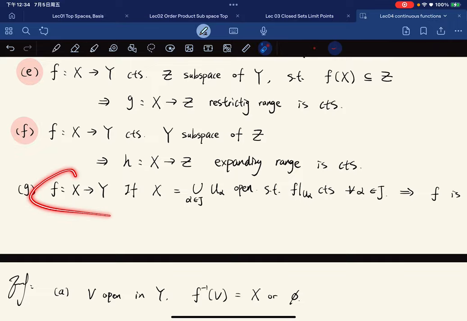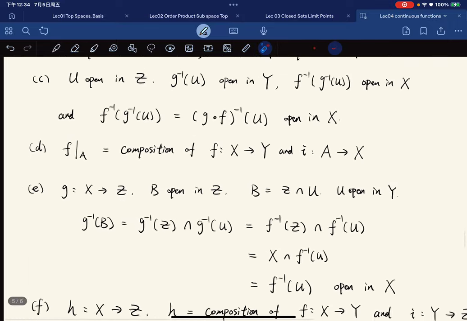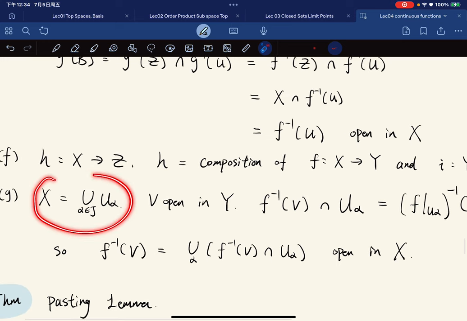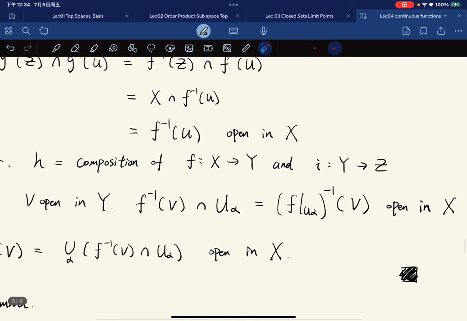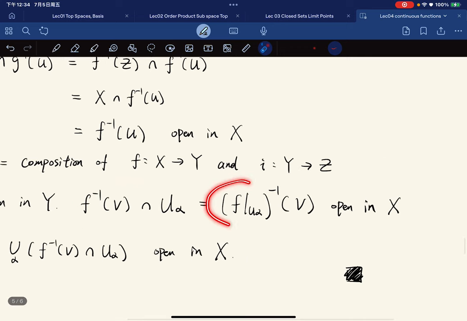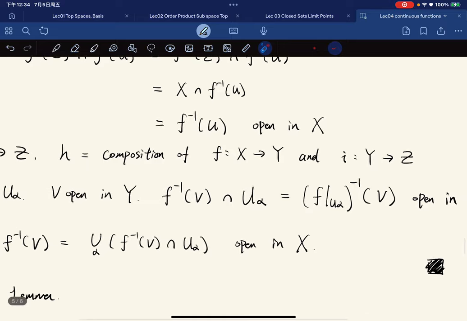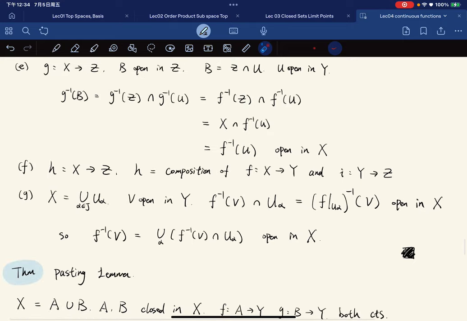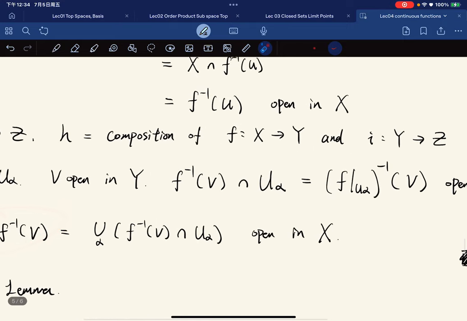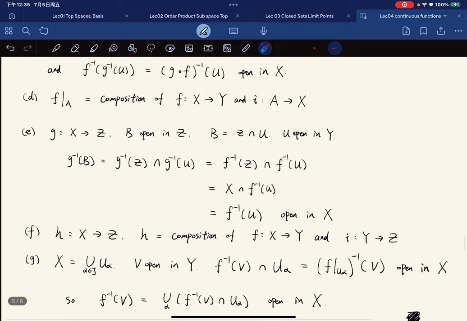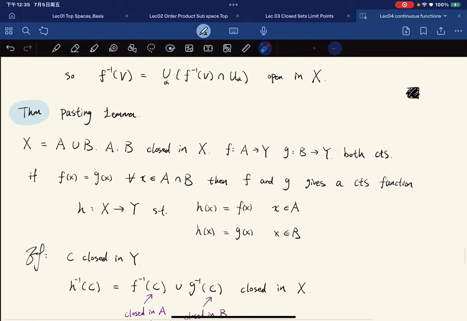And the last thing here, for V open in Y, F inverse of V intersected with U is precisely this, which is open in X. So F inverse of V is really just the union of all the alphas, which is open in X. So we're done. Okay, and the lemma is called the pasting lemma.